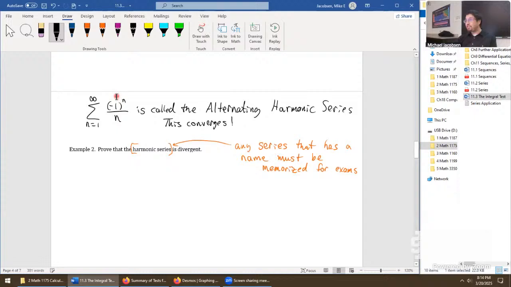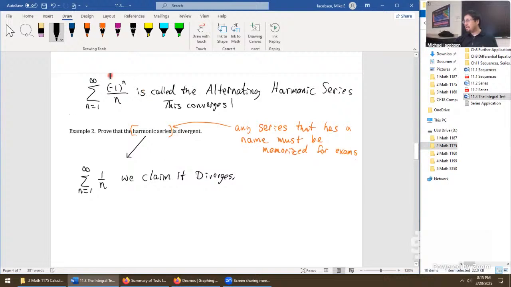The alternating nature of this allows for convergence, and it's a surprise because the harmonic series is a divergent one. It's a sum from n equals 1 to infinity of just 1 over n, and we claim it diverges. The author gave an argument, but we're going to give a different argument. So it's now time to really assert, why does this diverge? We'll show it specifically. Maybe it makes more sense why this one converges.